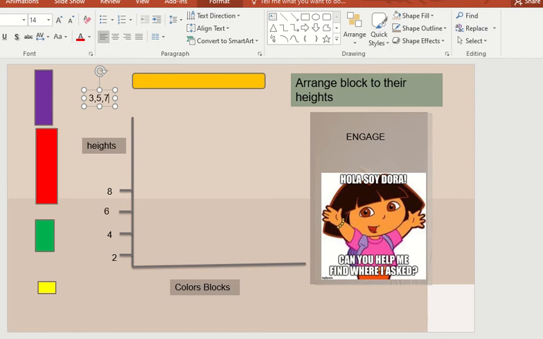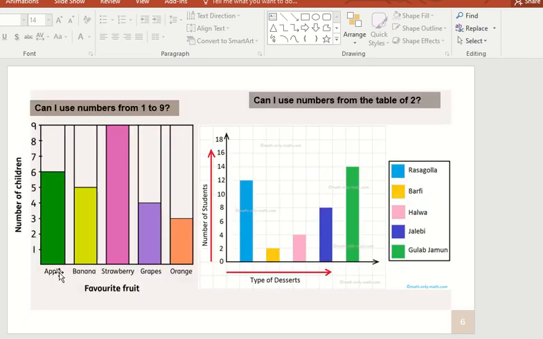So I have a question here: can we change this scale, and how can we change the scale? Yes, we can change the scale. To show favorite fruits, apple, banana, strawberry, grapes and oranges, here are the colors. You can see the different colors are on different scale levels. So for green, apple, the number of children who eat it was 6. So I have the data of 6. For banana it is 5.